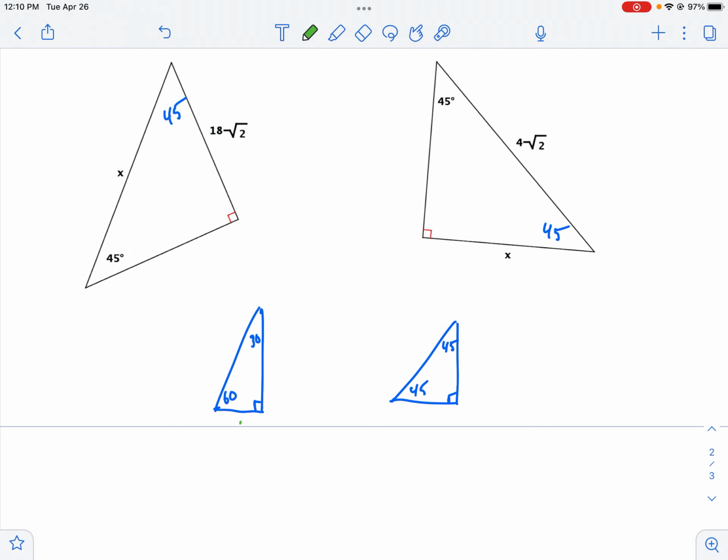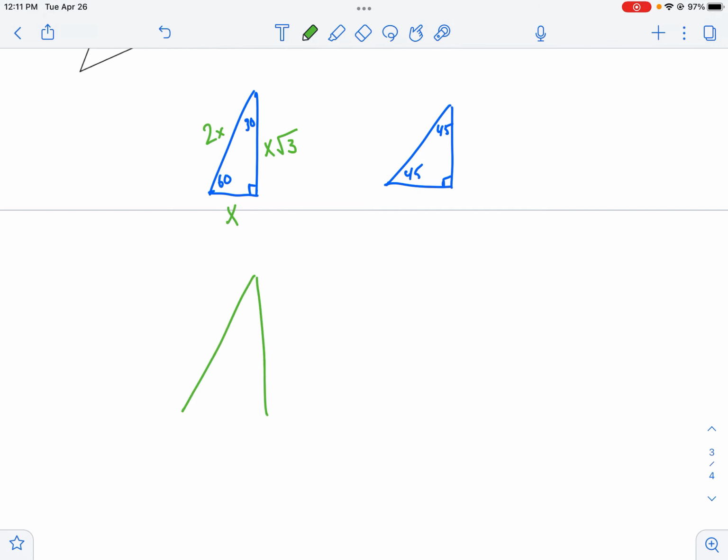In a 30, 60, 90, the smallest side we usually call x. The medium side we call whatever that side was times the square root of 3. So I'm going to call it x square roots of 3. And then the longest side, the hypotenuse, is double that, so 2x. So just a quick example here. If this side over here is a 9, we know that this side is 9 square roots of 3, and we know this side is times 2, so we know it's 18. Okay, so an easy way you can work through that.